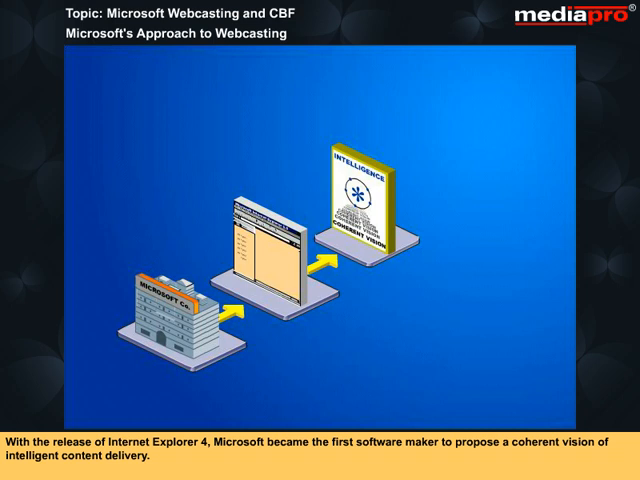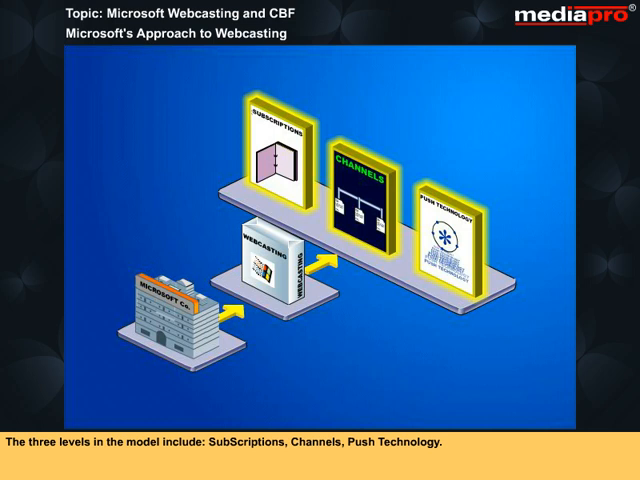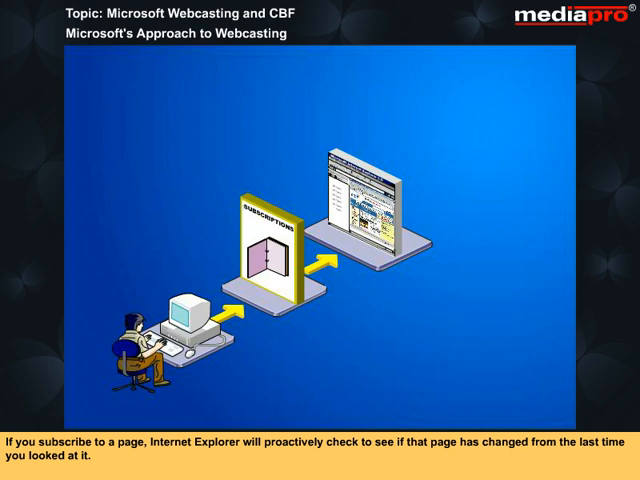Microsoft's approach to handling managed web content, an activity that Microsoft calls webcasting, is comprised of a 3-tiered model. The 3 levels in the model include subscriptions, channels, push technology. Subscriptions. Subscriptions are essentially smart bookmarks. If you subscribe to a page, Internet Explorer will proactively check to see if that page has changed from the last time you looked at it. If it has changed, the browser notifies you and gives you the option to visit the modified page.